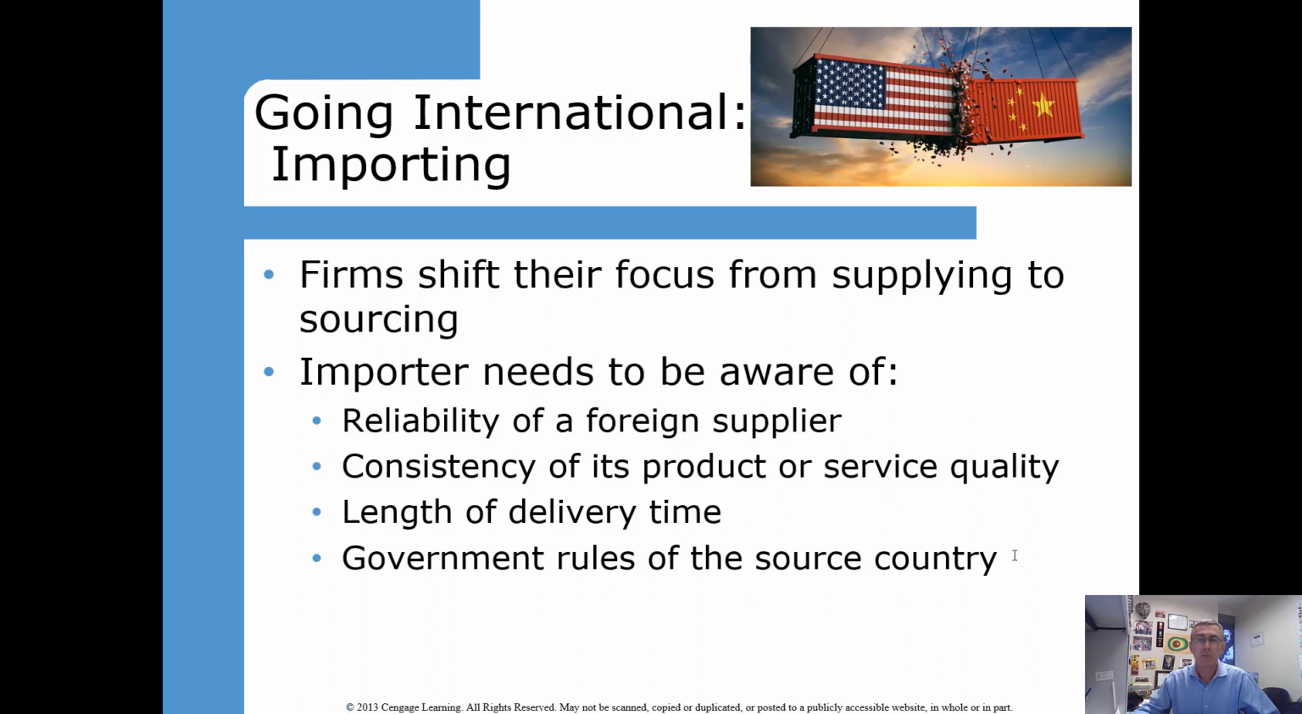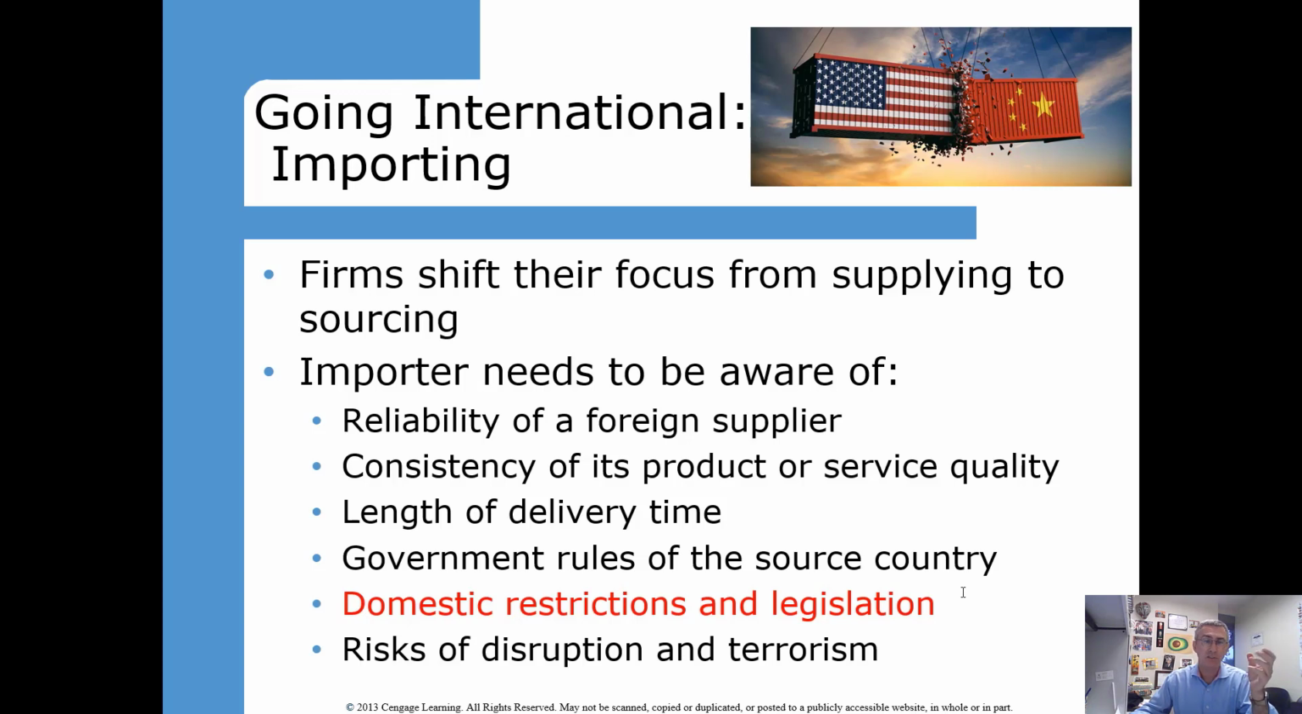So the government rules for the source country as well. Domestic restrictions and legislation. I have a picture here of the China and US containers clashing, and they're all over the internet. The Economist magazine does a lot on that. It's basically showing the ensuing trade malaise, the trade war that's been going on, and various barriers being erected are going to affect, in this case, things being imported, as we saw firsthand also during the pandemic for different reasons.